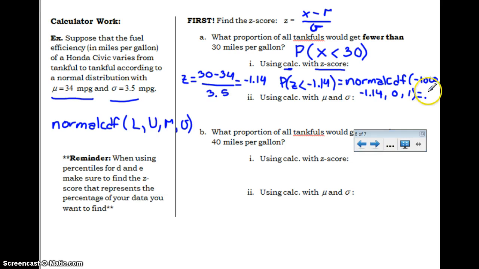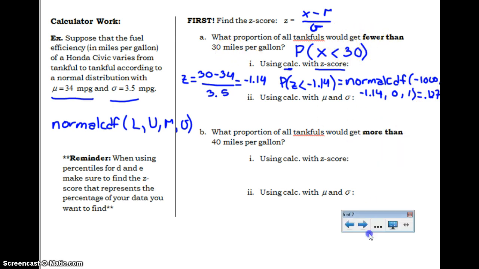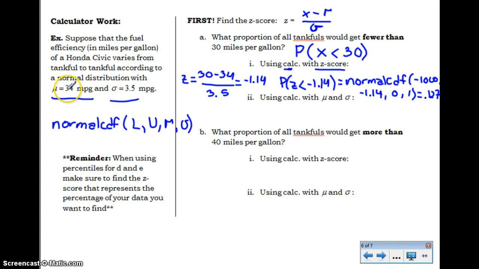So what we're saying here is that about 12.7% of cars would get fewer than 30 miles per gallon. Because remember, 34 was the average. So only about 12%, about 13% actually closer, get less than 30 miles per gallon.